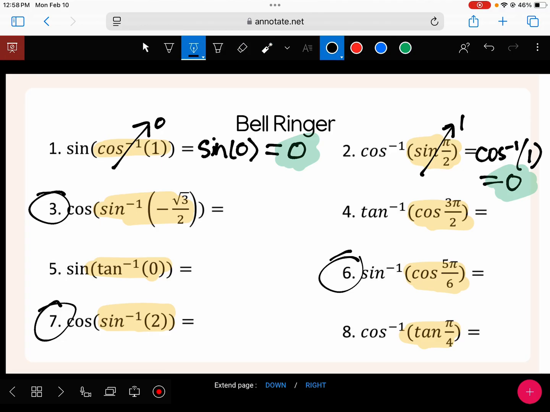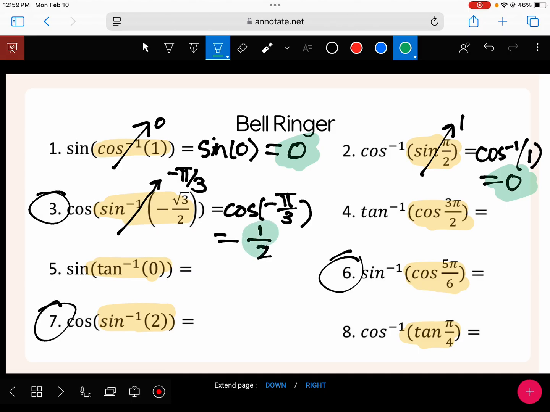5 pi over 3, which is equivalent to what? Negative pi over 3. At negative pi over 3, what is the cosine value? 1/2. And that is your answer. So for all these, you got to break it down for yourself. Start on the inside, work your way out. Number 6, it is telling us that we have to go to 5 pi 6 and find the cosine value. Josiah, what is that cosine value?